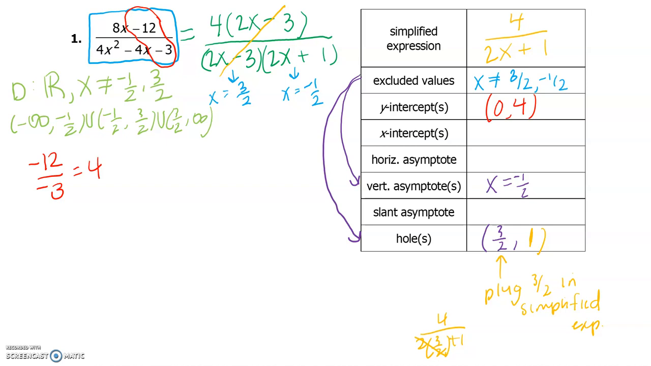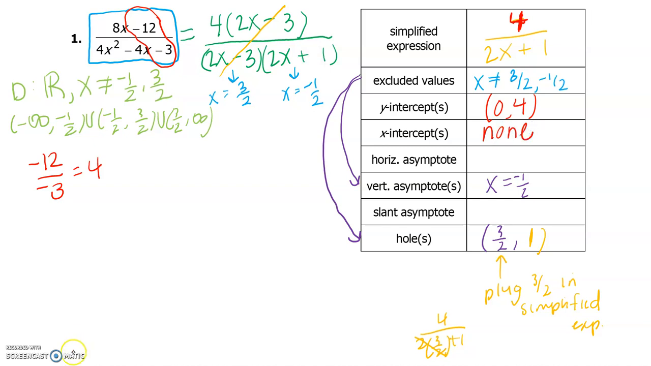X-intercepts are kind of interesting for this one. So we know normally they're going to be set when the numerator is equal to 0. But we looked at the simplified one, where that x was in the numerator, but it canceled out and was actually a hole. Looking at this simplified expression, there's just a 4. There's no x's there, so there's actually going to be no x-intercepts.